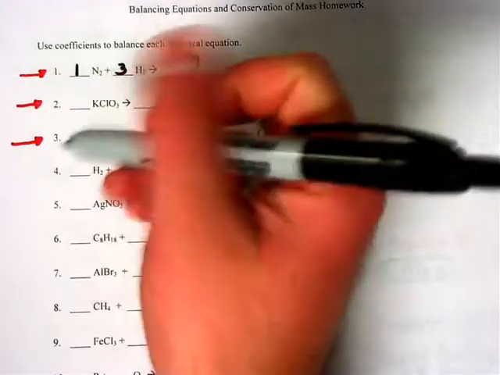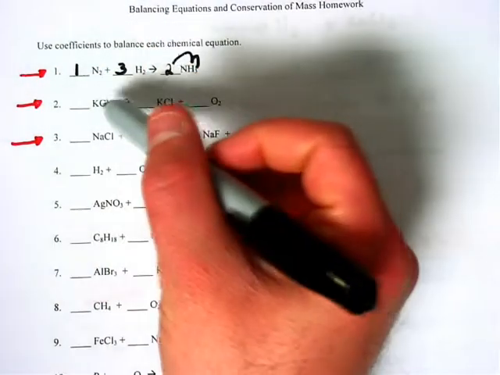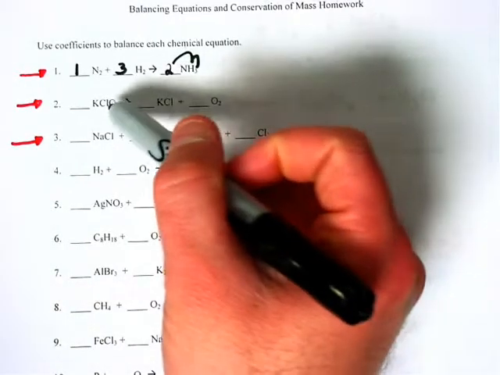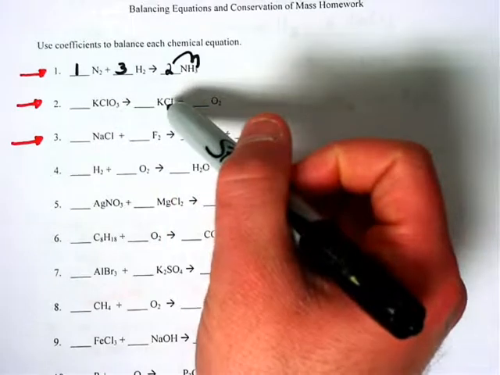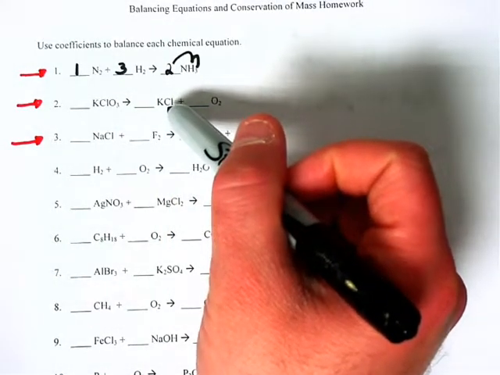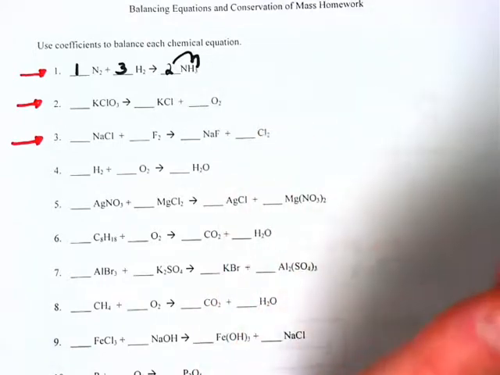Okay, how many K's on the left? Always start with metals. 1. K on the right. That's not a problem. Let's go to Cl's. How many Cl's on the left? On the right? 1. Whoa, what? 2? No. There's 1 Cl on the right. So K's and Cl's aren't a problem, but O's are.